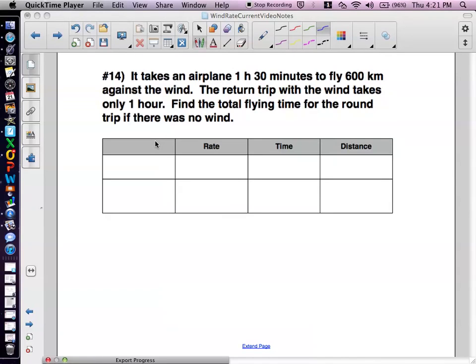The return trip with the wind takes only 1 hour. So we're asked to find the total flying time for the round trip if there was no wind at all. So I'm going to label my chart.